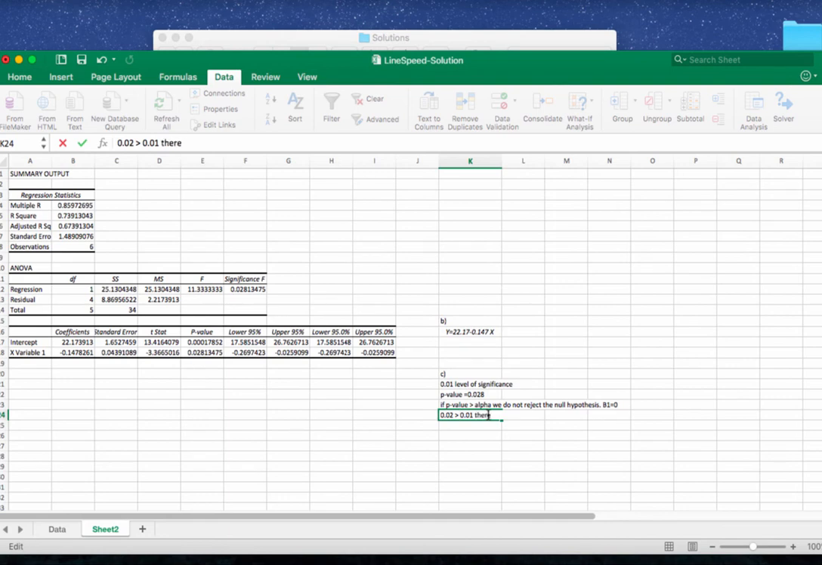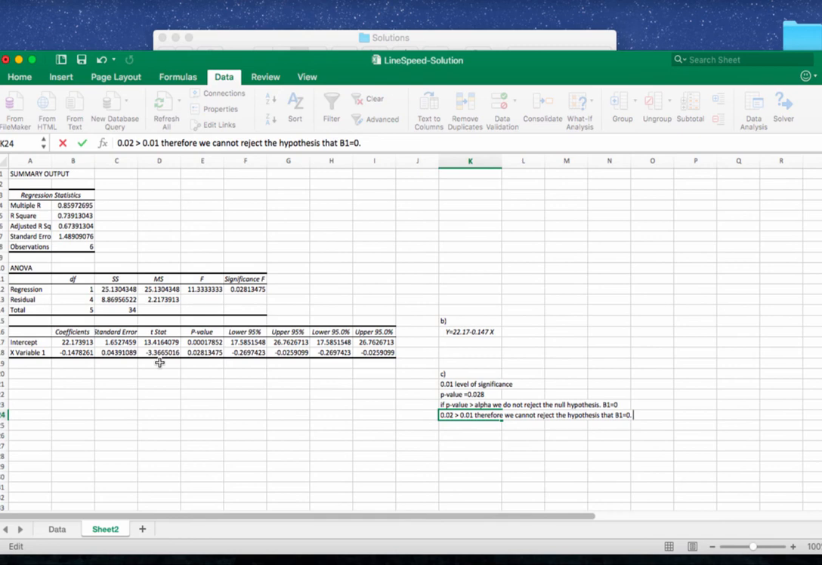Therefore, we cannot reject the hypothesis that beta 1, or let's just put it b1 as well, is equal to 0. We cannot reject that. So basically, beta 1 is kind of 0. All right? In which case, we would say there is no relationship, in fact, between the line speed and the number of defects. So that's the answer. At the 0.01 level of significance, there is no relationship. So we cannot say the relationship is that strong.